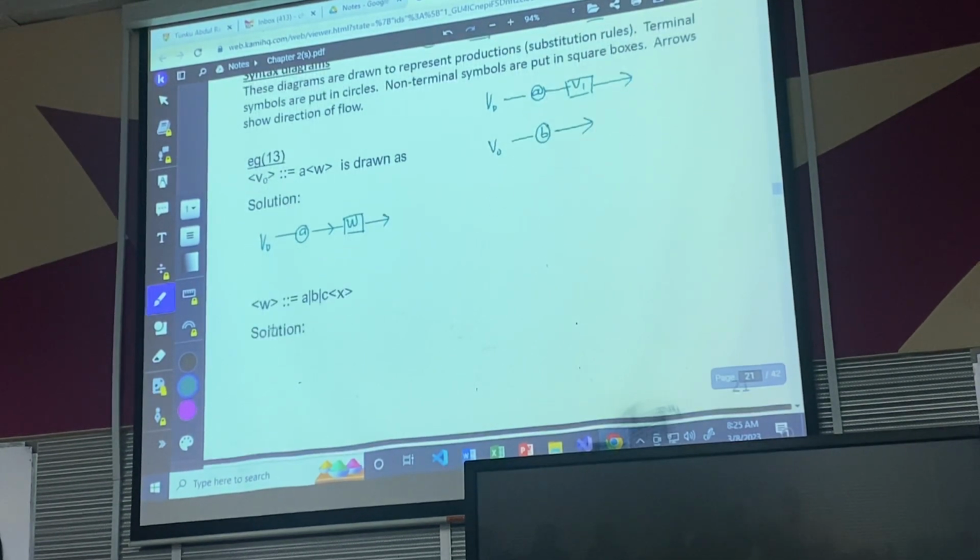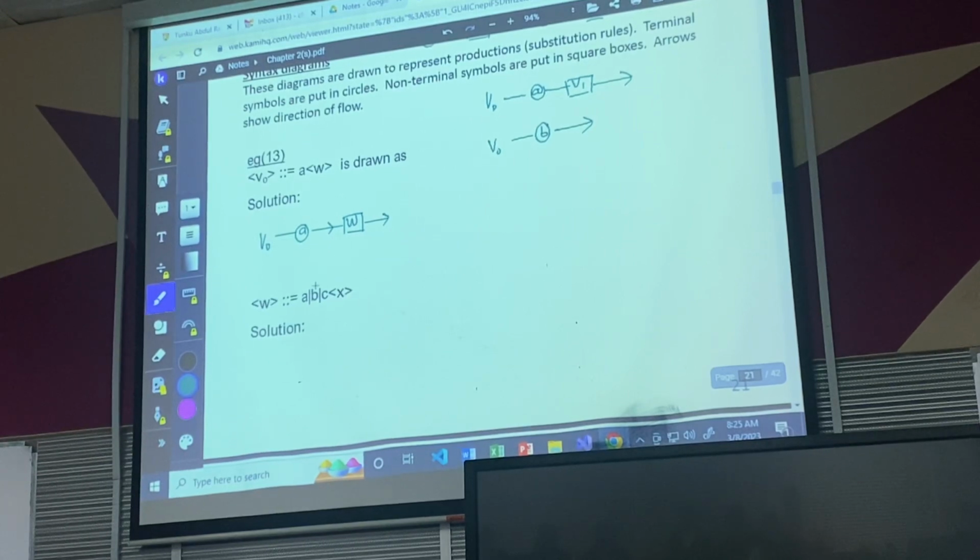Okay. Then the second one, W can substitute with A or B or CX. How to draw this? Three alternatives, right?